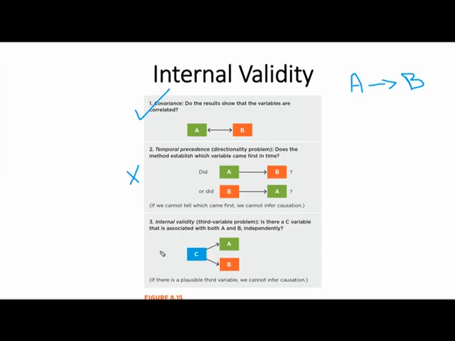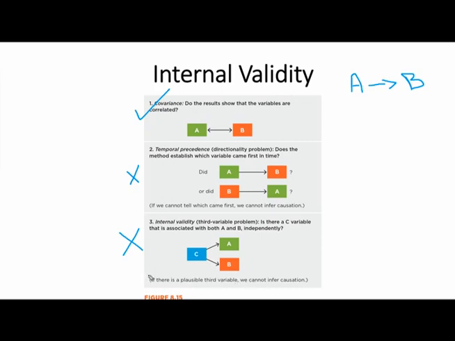And our next one is another really big problem for us. This is the question of internal validity, which is where we're at. And this is where we're starting to look at the third variable problem. So is there a third variable, we'll call it C, that's associated with both variables A and B independently? Is there something else that's driving this correlation? Is there something else going on that maybe we haven't measured yet?